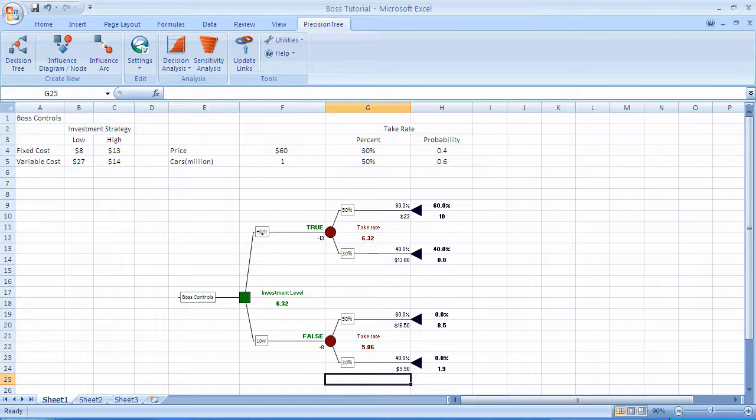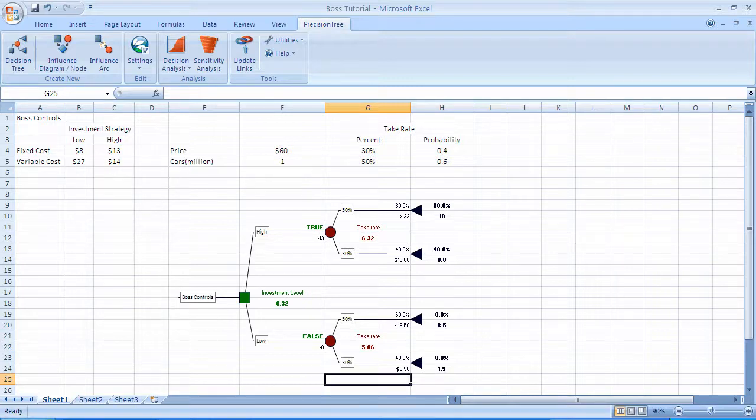However, in the bottom half of the tree, it puts 0% in both cases because you're not going to go down that path. Now, those 0% were not used in calculating the expected value. What was used in calculating the expected value were the probabilities on the individual branches.